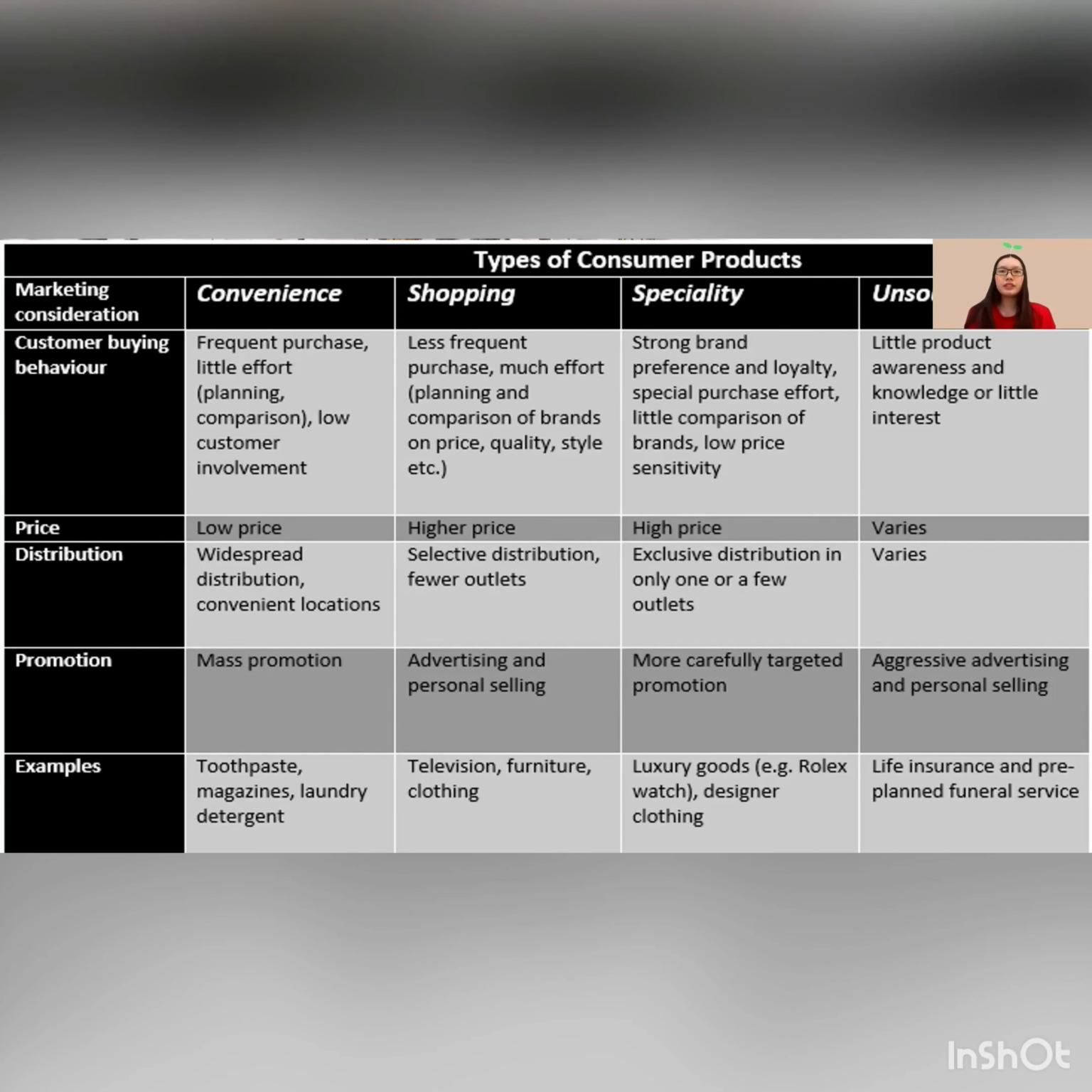Now we have a table with four types of consumer products. Convenience products: frequent purchase, little effort, for example toothpaste and magazines. Shopping products: less frequent purchase, much effort, for example television, furniture, and clothing. Specialty products: strong brand preference and loyalty, special purchase effort. And unsought products: little product awareness and knowledge or little interest, for example life insurance or blood donation.